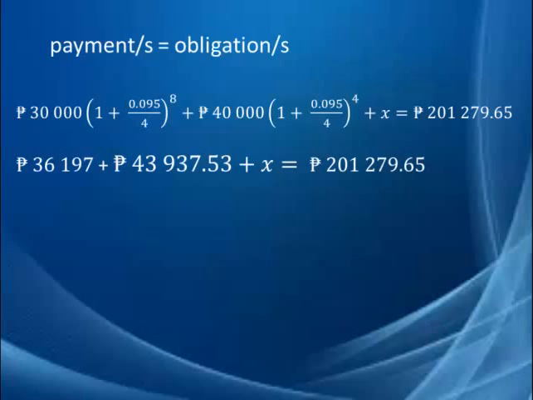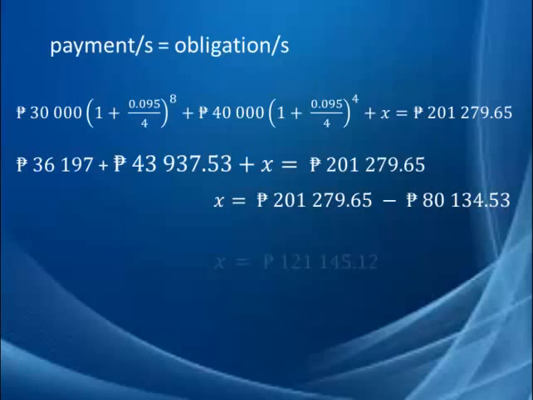36,197 pesos plus 43,937 pesos and 53 centavos plus x equals 201,279 pesos and 65 centavos. X equals 201,279 pesos and 65 centavos minus 80,134 pesos and 53 centavos. So X equals 121,145 pesos and 12 centavos.